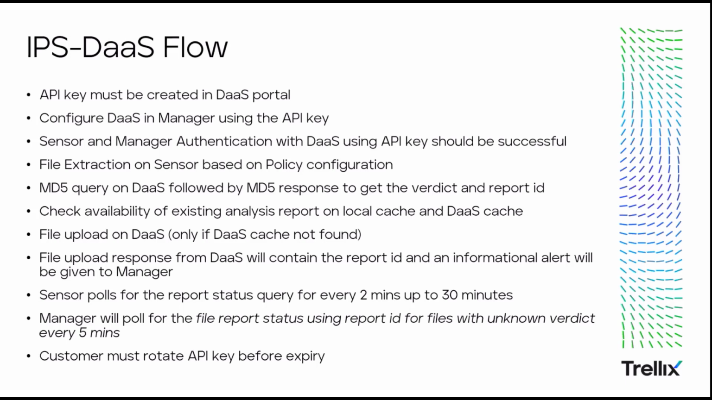Assuming the file is not present, a file upload will happen on the DaaS and we will get a file response which will have the report ID. The sensor will poll every 2 minutes. Polling is necessary because the sensor needs to build its local cache once polling is done. We get the verdict and the sensor local cache is built. The manager polls for the report status using the report ID every 5 minutes, and once it gets the verdict, an alert will be generated on the manager. The customer needs to create a new API key once it expires.